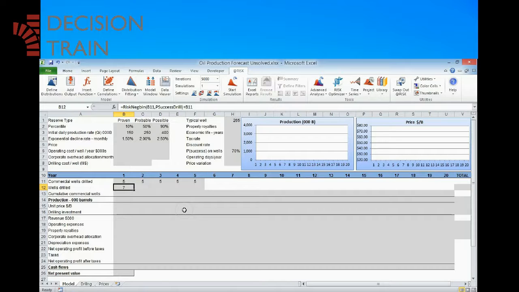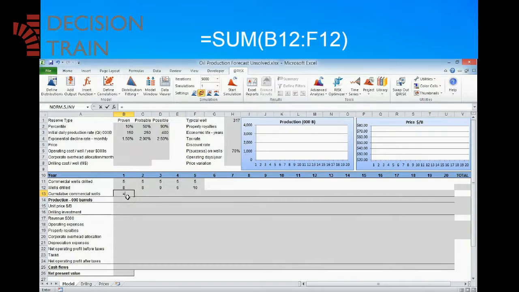22. Copy cell B12 and paste it to the range B12:F12 for the first 5 years of investing on the field. 23. On cell V12, write the following function to totalize the number of wells that will have to be drilled in order to have 25 operating wells, with the formula SUM(B12:F12).